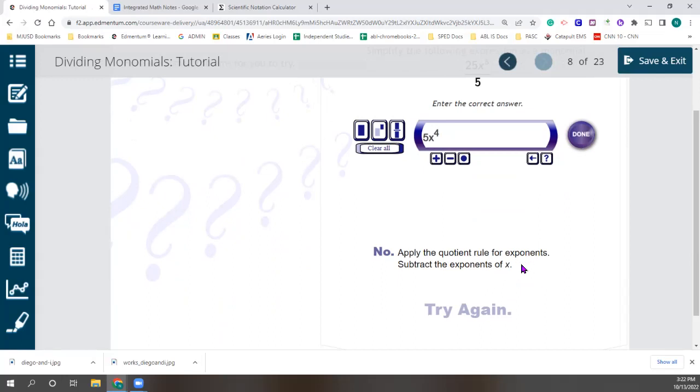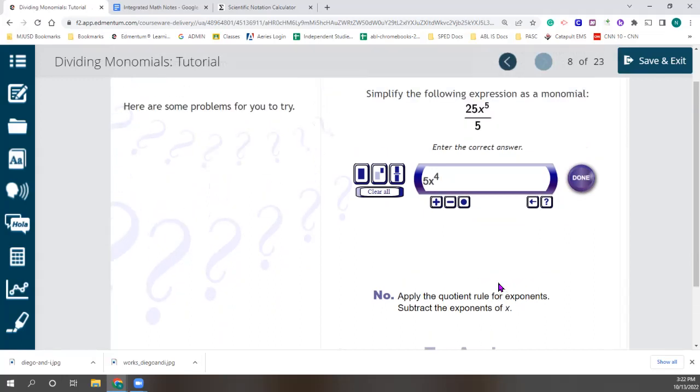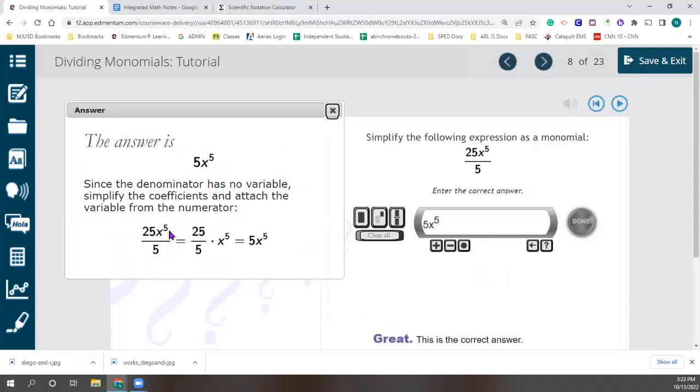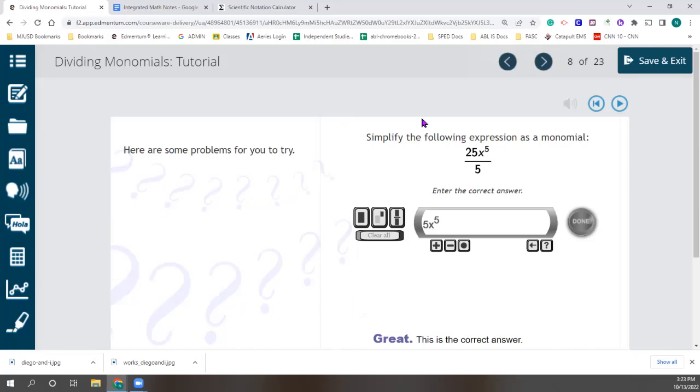No. Apply the quotient rule for exponents. Subtract the exponents of x. Maybe because there is no x down here, I don't subtract. So let's try it again. Well, that's silly because they specifically tell us to subtract, but there's nothing down below on the denominator to subtract. So it stays the same. My mistake. That explains it, walks it through.